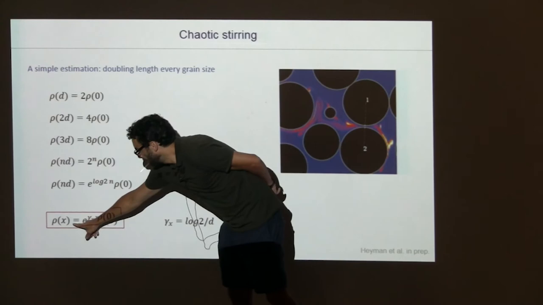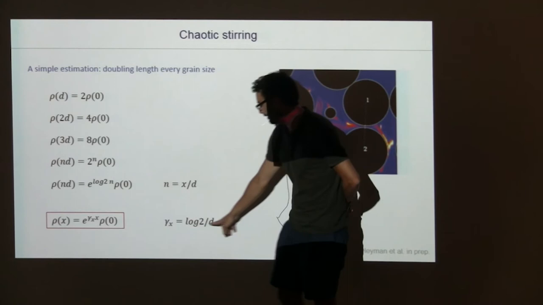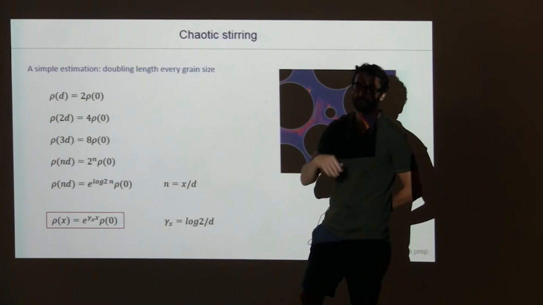So we have the length of the filament as a function of the position, where this exponent here is log 2 over d. And this exponent is called the Lyapunov exponent. That quantifies the strength of the stretching for a chaotic mixing protocol, chaotic steering protocol, actually. So log 2 over d.